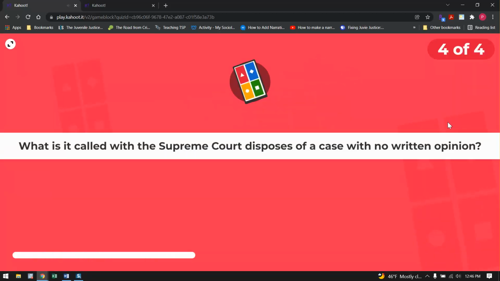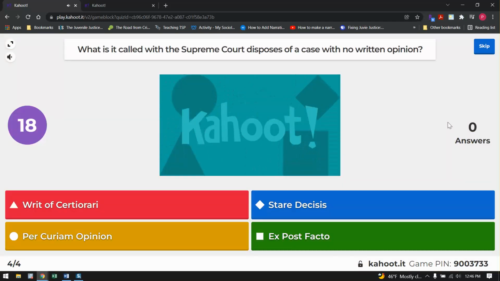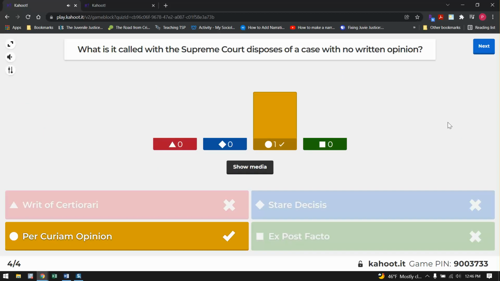The final question for this recap is focused on the Supreme Court and how it conducts its business. When it disposes of a case or decides a case with no written opinion, what is this known as? There's a lot of Latin thrown at you within the Supreme Court and just the legal system in general. But when we're talking about no written opinion, we're talking about a per curiam opinion, where they don't have to write anything, they just say, we agree. And they don't expand on why that is.